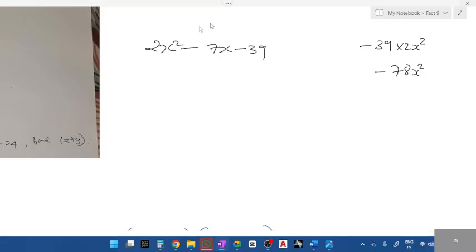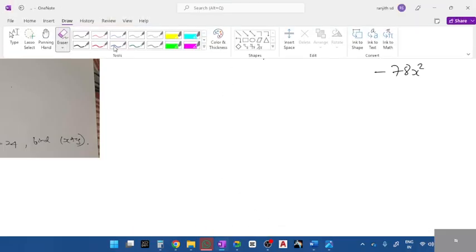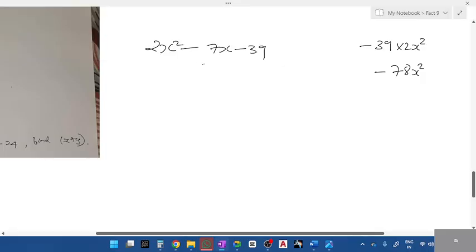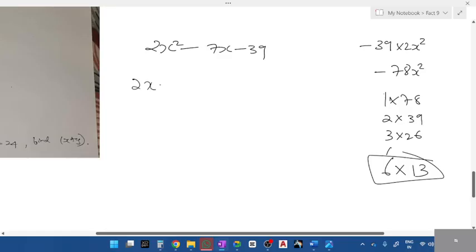Minus 78, students. What do you get? What are the factors? Okay, which one gives minus 7? 1 into 78, next 2 into 39, 3 into 26. Even this doesn't give 7. 4 into... okay, let me take the direct answer. 6 into 13, you'll get 7 into 13, right? So let me write 2x square, 6, 13, minus 39.